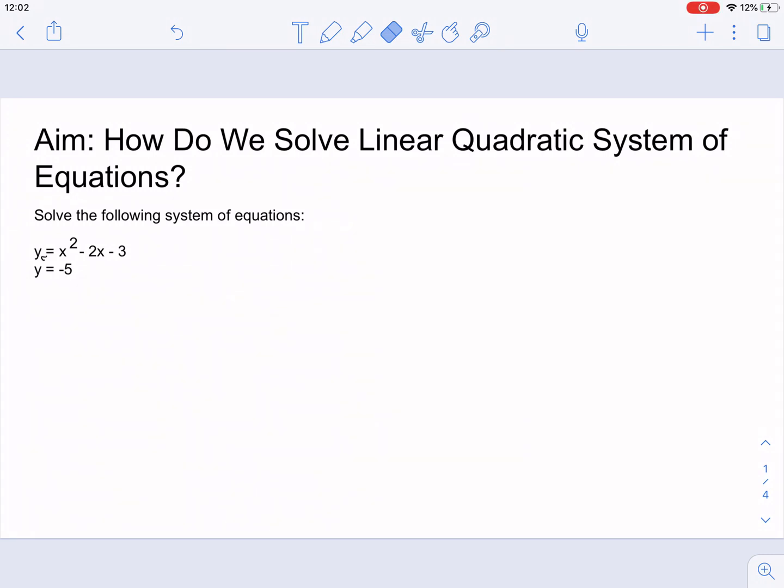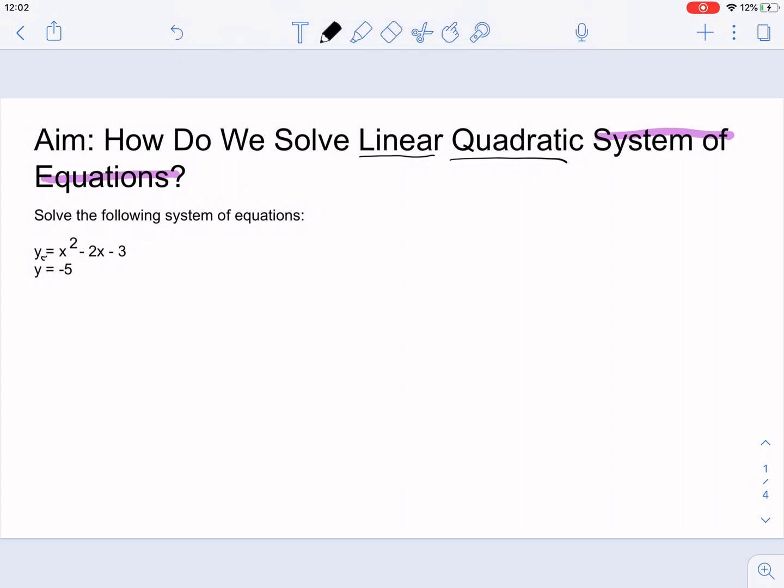Today's lesson is on how to solve linear quadratic systems of equations. If we remember when we learned about systems of equations, a system of equations is two or more equations that have two or more variables. In this case, we're going to have a linear quadratic system. That means one equation is linear and one equation is quadratic. We are still solving them the same way. We're going to have to find an x and a y value.